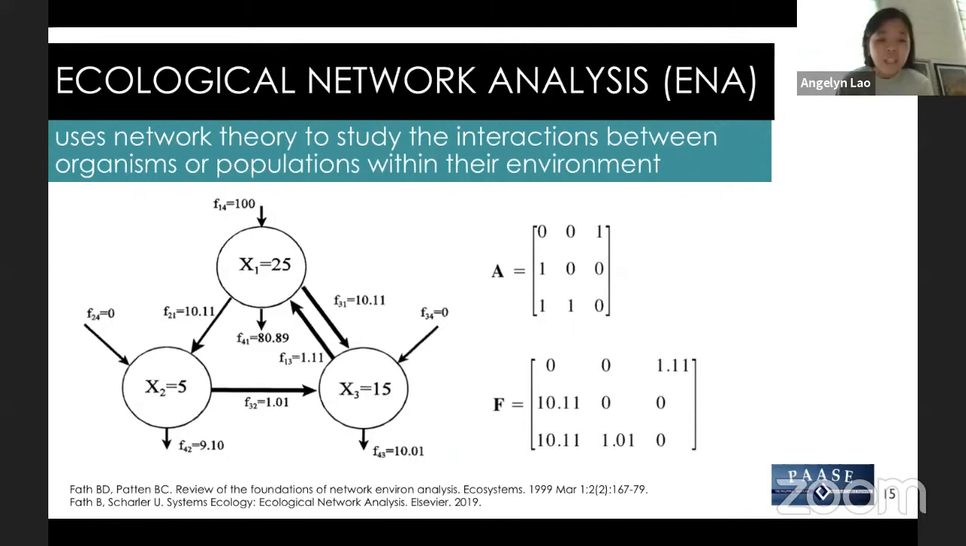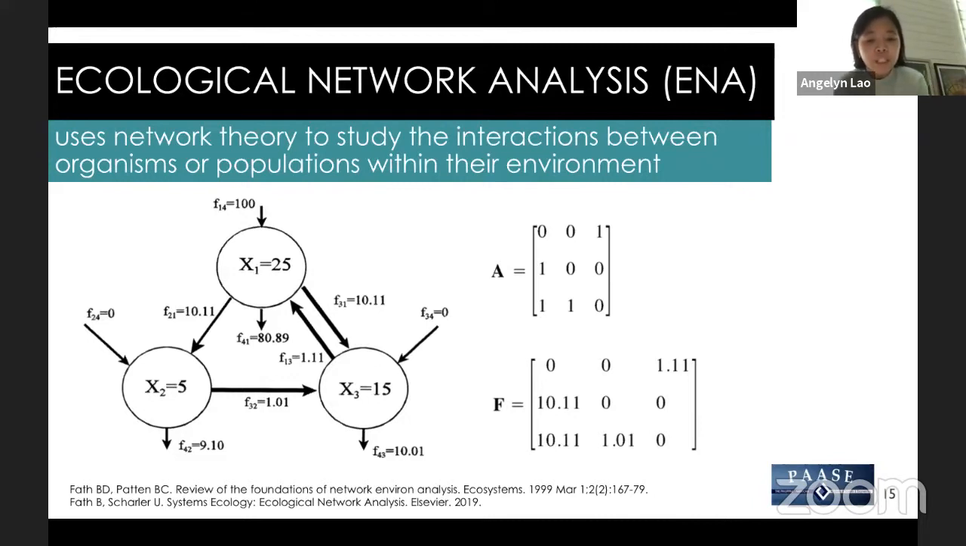Here we present the ecological network analysis. It uses network theory to study the interactions between organisms or populations within their environment. So it's represented by a network. It's predominantly concerned with the interrelations of materials and energy, represented by the F or the flows in the networks. Okay. So the components are represented by the X, okay?